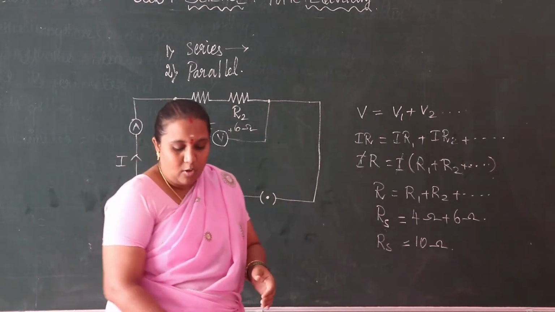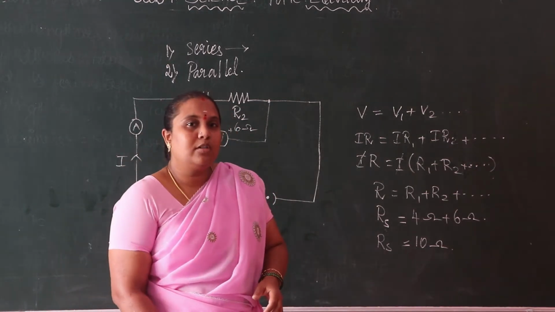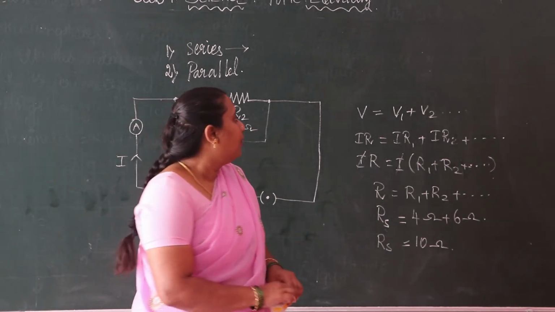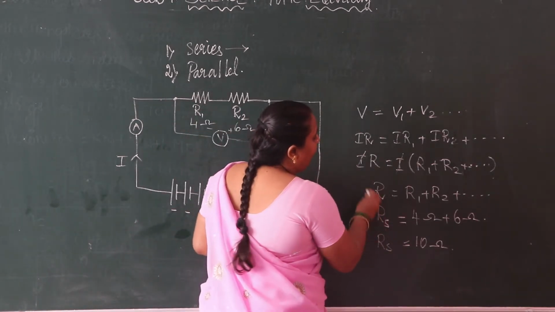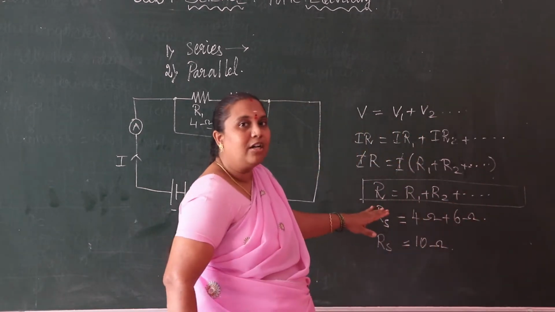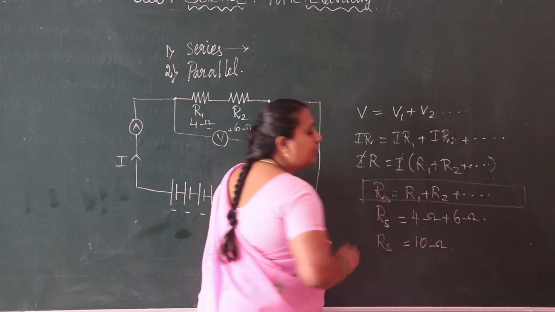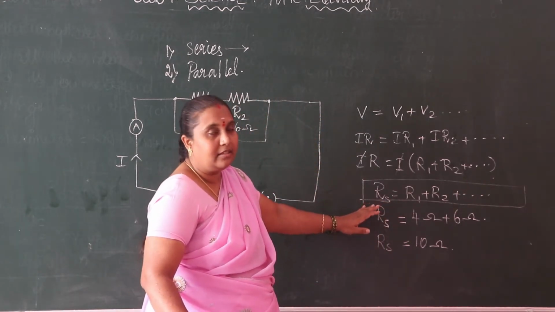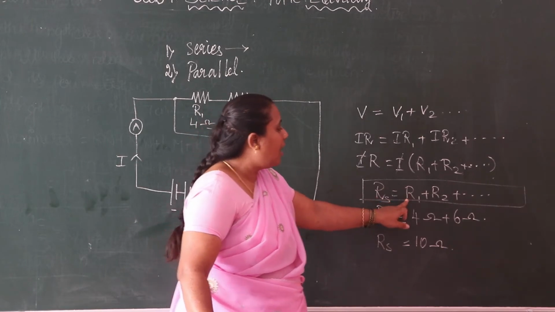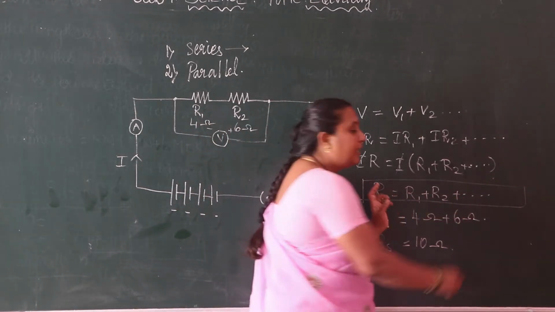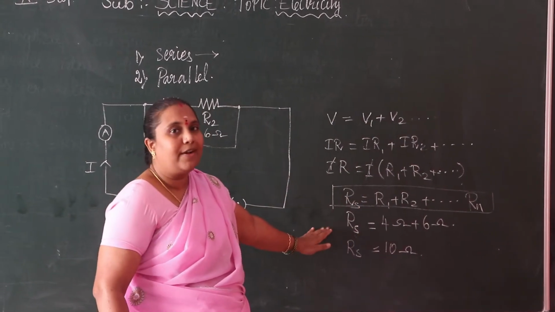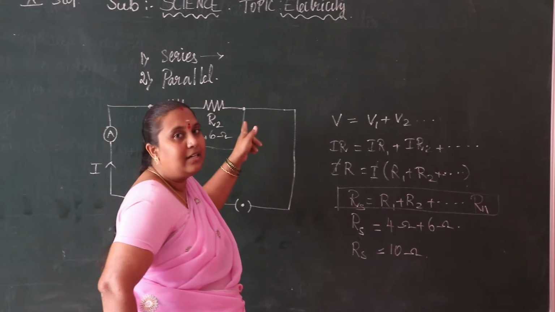Okay, then we move on to parallel. How to connect it in parallel? So here we have the formula for resistances in series. This is the formula when resistances are connected in series in an electric circuit. That is R equals R1 plus R2 plus etcetera, moving on to Rn. So this is the formula to find the resistance in a series.